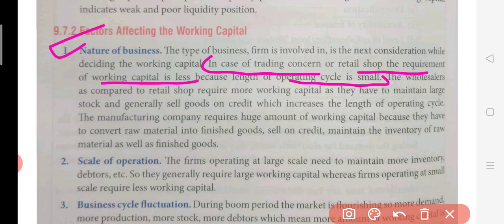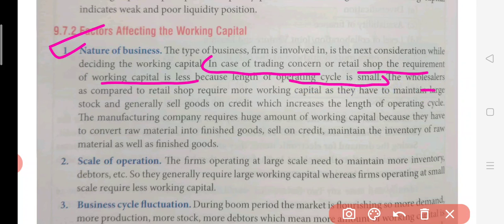So in a small company, the working capital requirement is less because the operating cycle, meaning the conversion of raw material into finished goods, is happening very quickly. So the operating cycle is very small, and because of that, they will require less capital. On the other hand, if the company is big, the operating cycle will also be big. So in that case, they will have to use more working capital, because their operating cycle will be long.